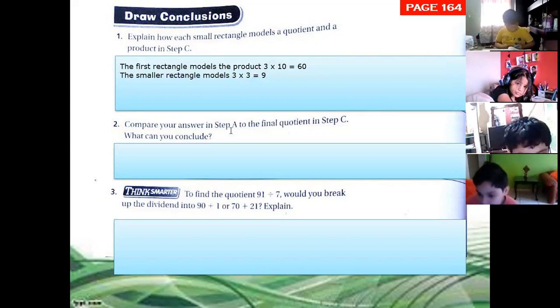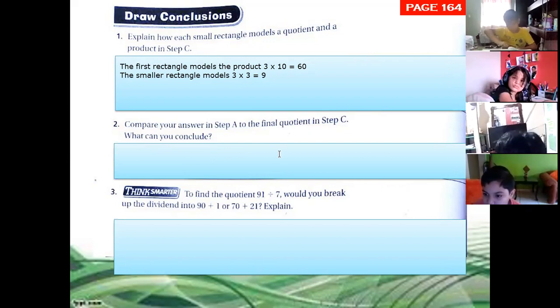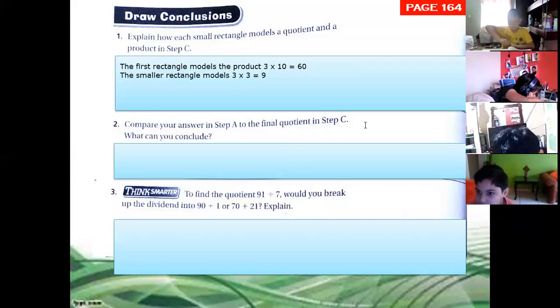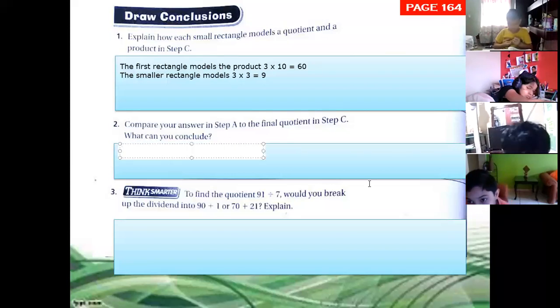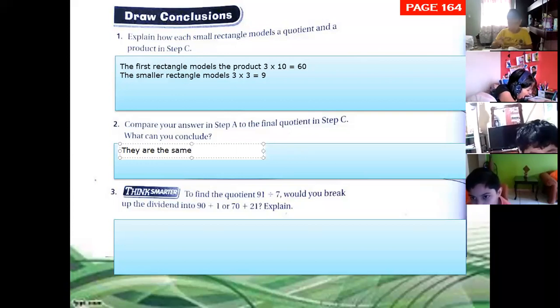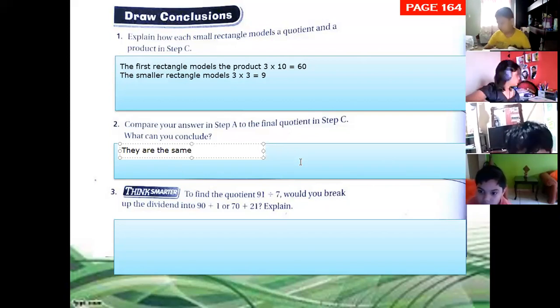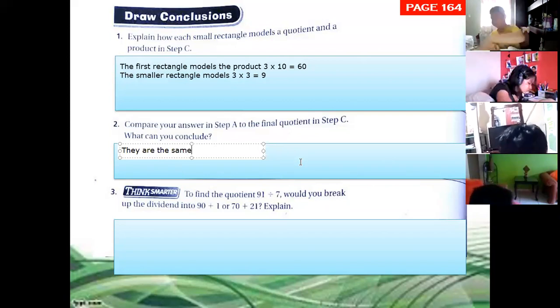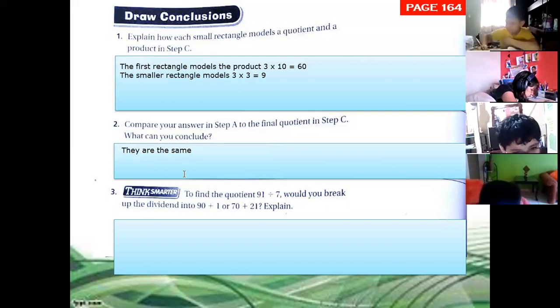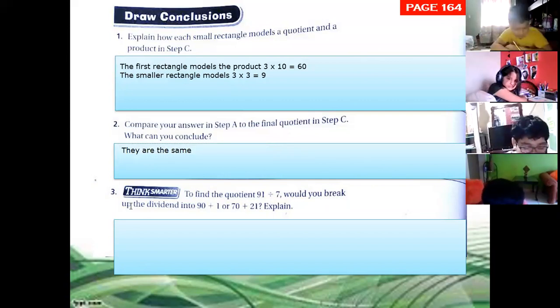Compare your answers in step A to the final quotient in step C. 3 times 10 is 30. What can you conclude? They are the same. They are the same. The number 3.